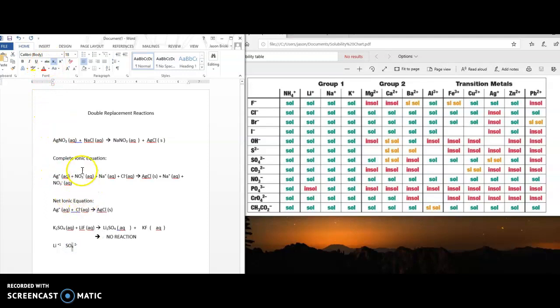So that is how you do the complete ionic equation, the net ionic equation, and the top one is called a molecular equation for double replacement reactions.